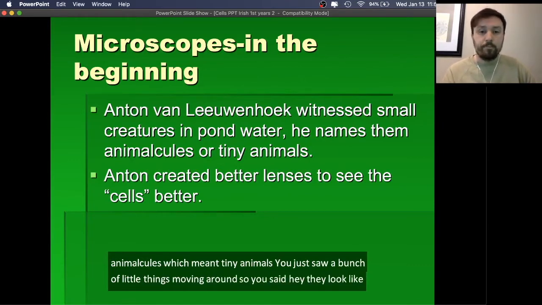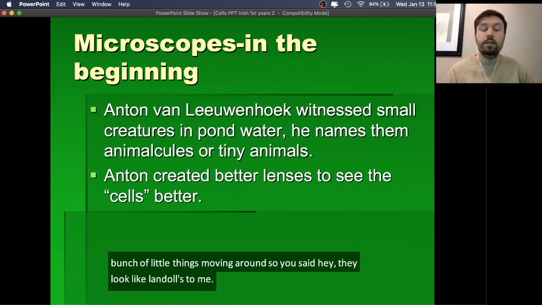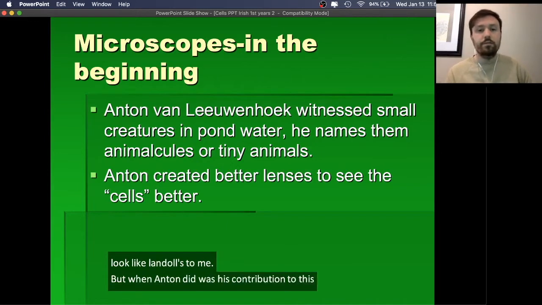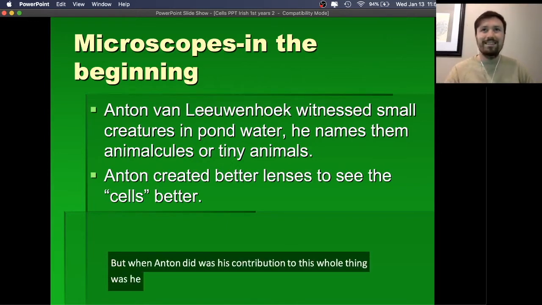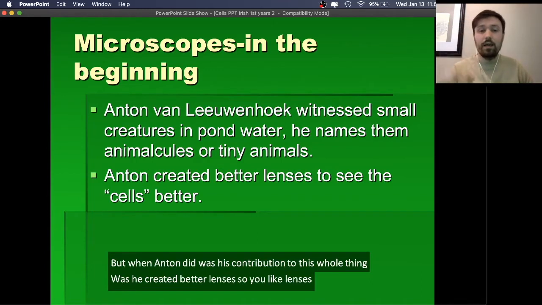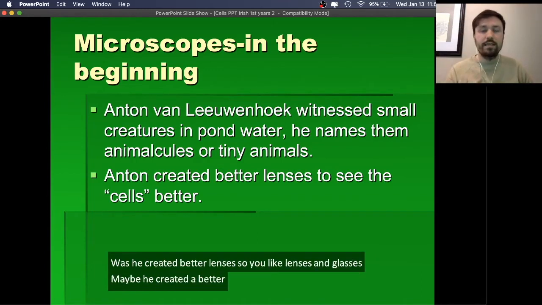He just saw a bunch of little things moving around, so he said, hey, they look like little animals to me. But Anton's contribution to this whole thing was that he created better lenses, like lenses in glasses maybe. He created a better lens so that you could see the cells better than what Robert Hooke had seen.